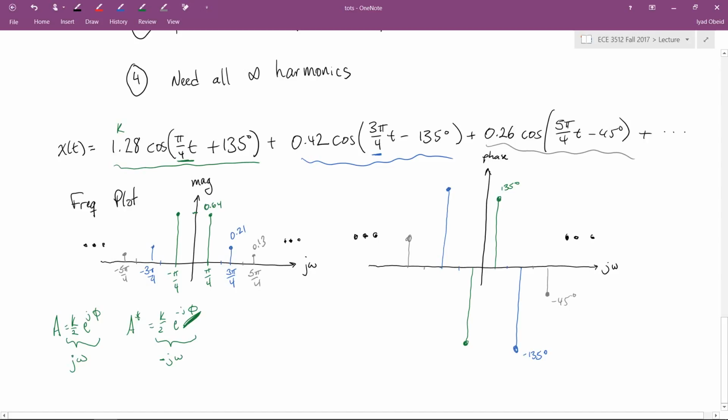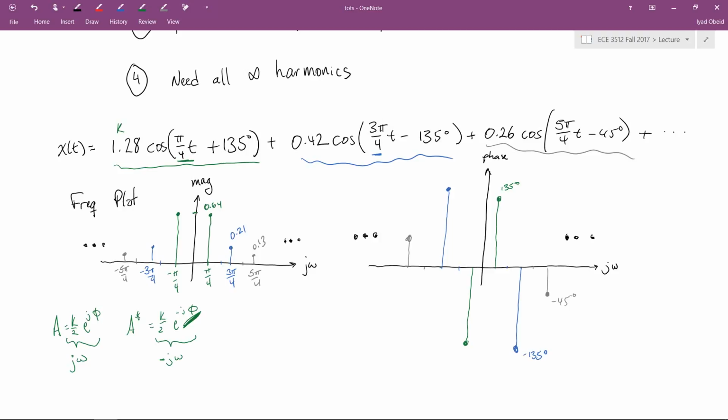Which is that for both of these plots, there's a bit of redundancy. If you look at the magnitude plot, you'll notice that it's even. In other words, if I only showed you the right-hand side of the plot, the positive frequencies, you would know what the negative frequencies look like. It's always going to be the mirror image.